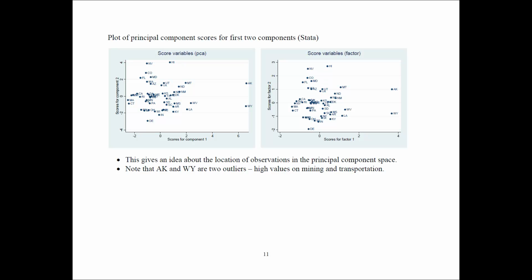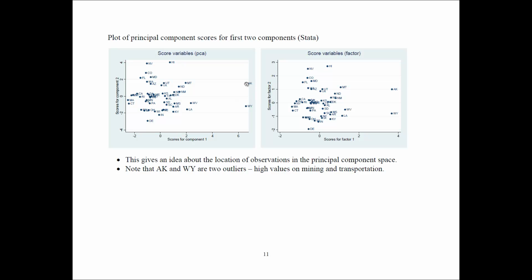Now, what we can also plot here is the principal component scores for the first 2 components. So now, these are not the original variables, these are the observations in the data. We have 50 states, so these are the rows in the data set. And this gives us the idea about the location of the observations in the principal component space. So this is the first component, that's the second component.